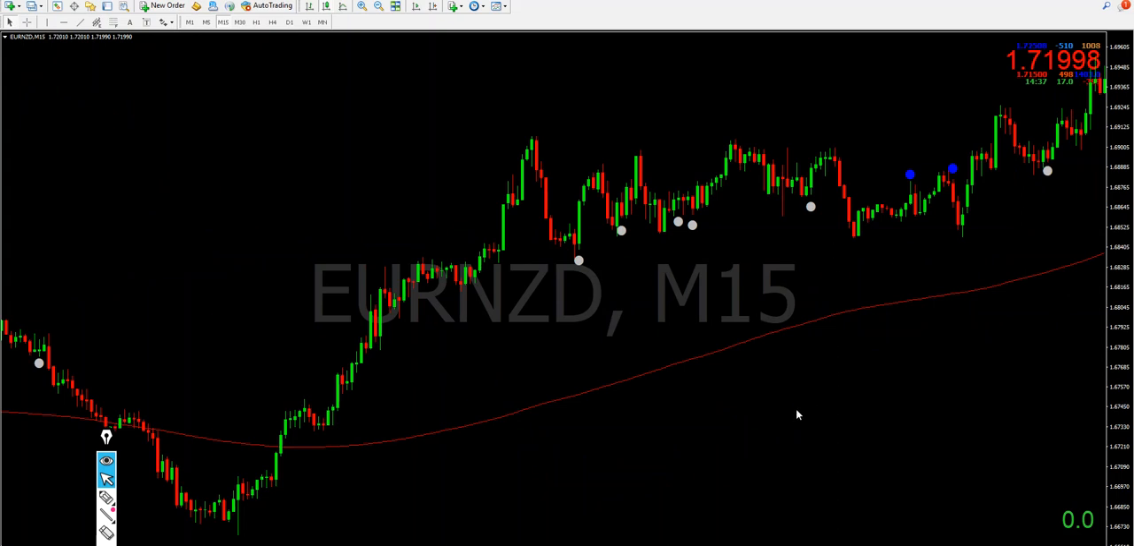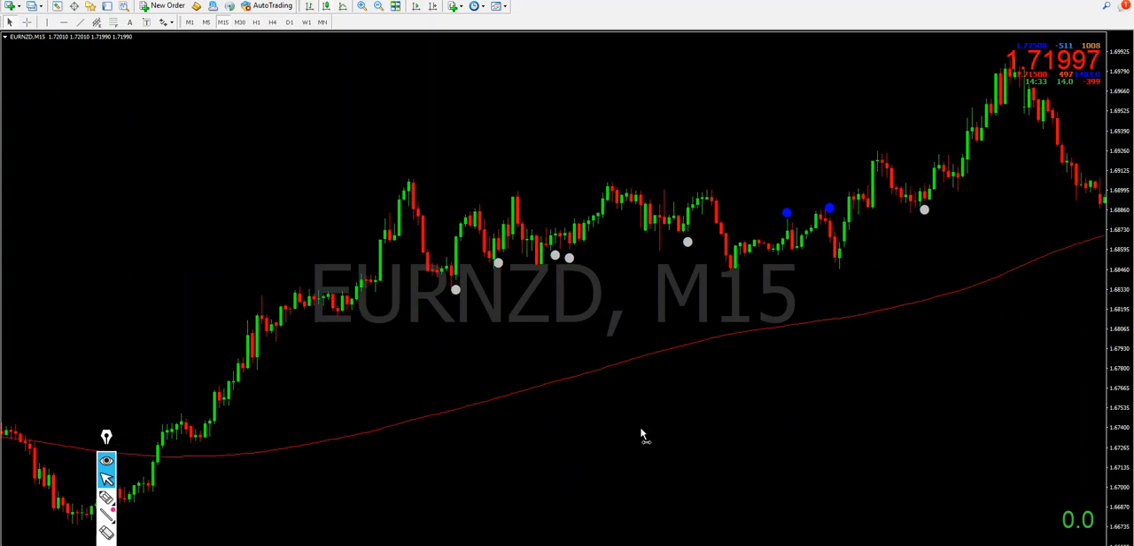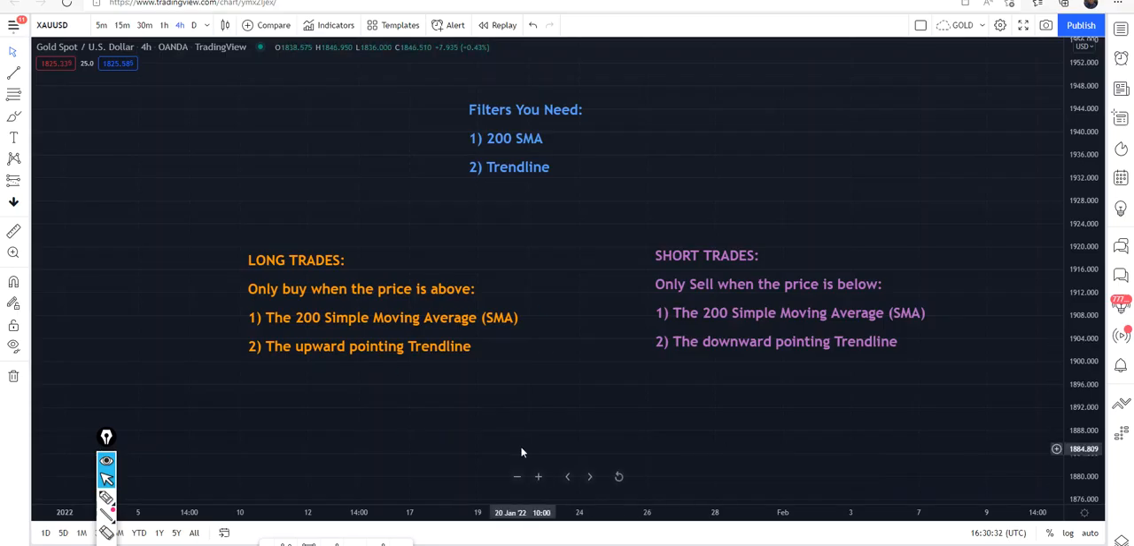So we have the precision trader installed. What else do you need to know? Yep, that's it for now. Let's just quickly go here. So you can see here, I have said the filters you need to trade this.